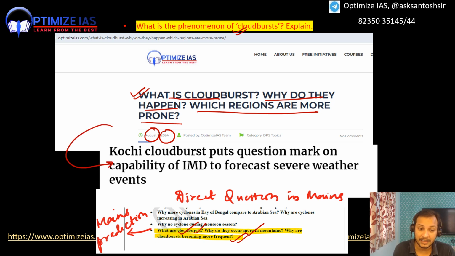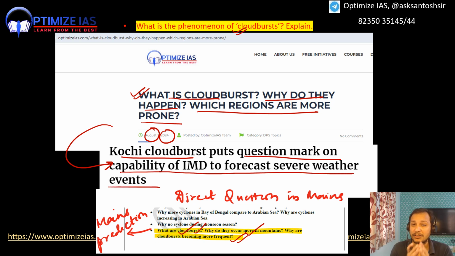Because you can see this current affairs: Kochi cloudburst puts a question mark on the capability of IMD to forecast severe weather events. So guys, with climate change, severe weather events are increasing. Last year also there were a few cloudbursts. This year also they had cloudburst. So cloudburst was a very probable topic and I predicted it. I had discussed this in my DPS classes multiple times, and I had predicted this in the mains expected questions also. The proof is in front of you. I had given a video also, you can go and check.